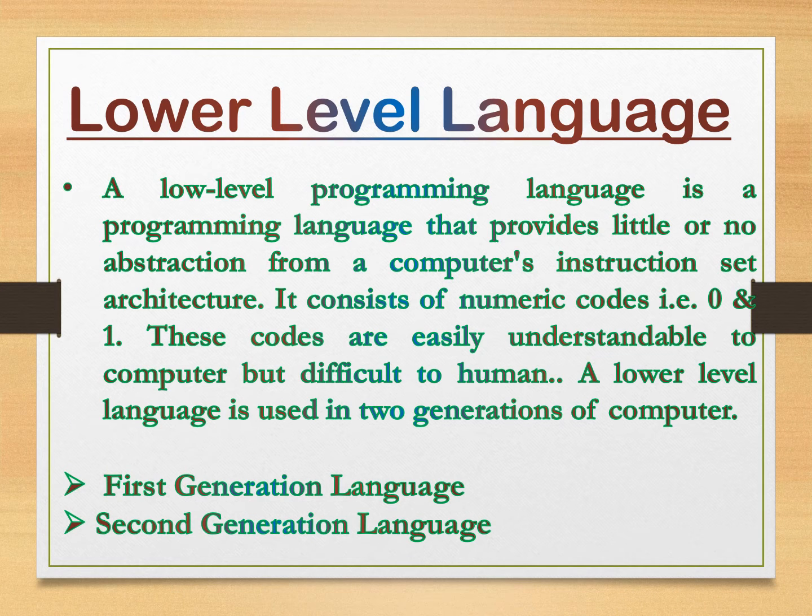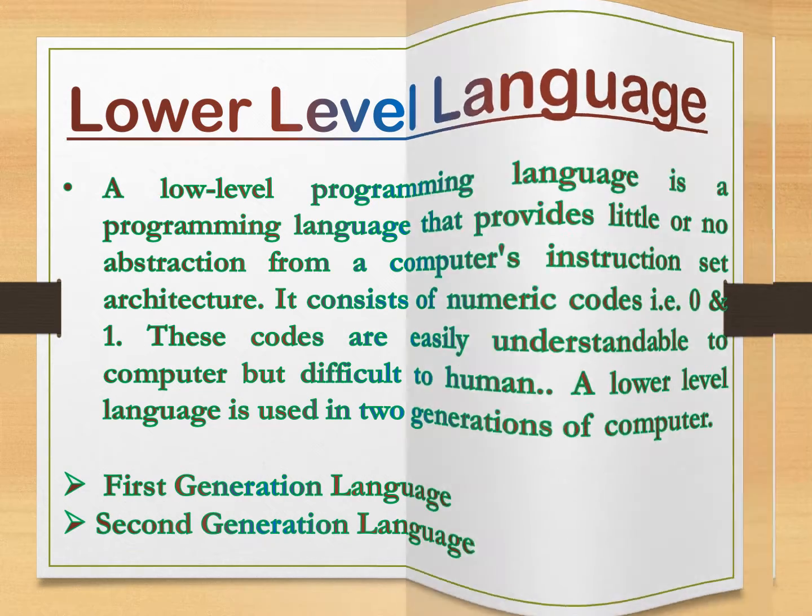Low-level language. A low-level programming language is a programming language that provides little or no abstraction from computer's instruction set architecture. Consists of numeric codes, that is 0 and 1. These codes are easily understandable to computer but difficult to human. A lower level language is used in two generations of computer, that is first generation language and second generation language.